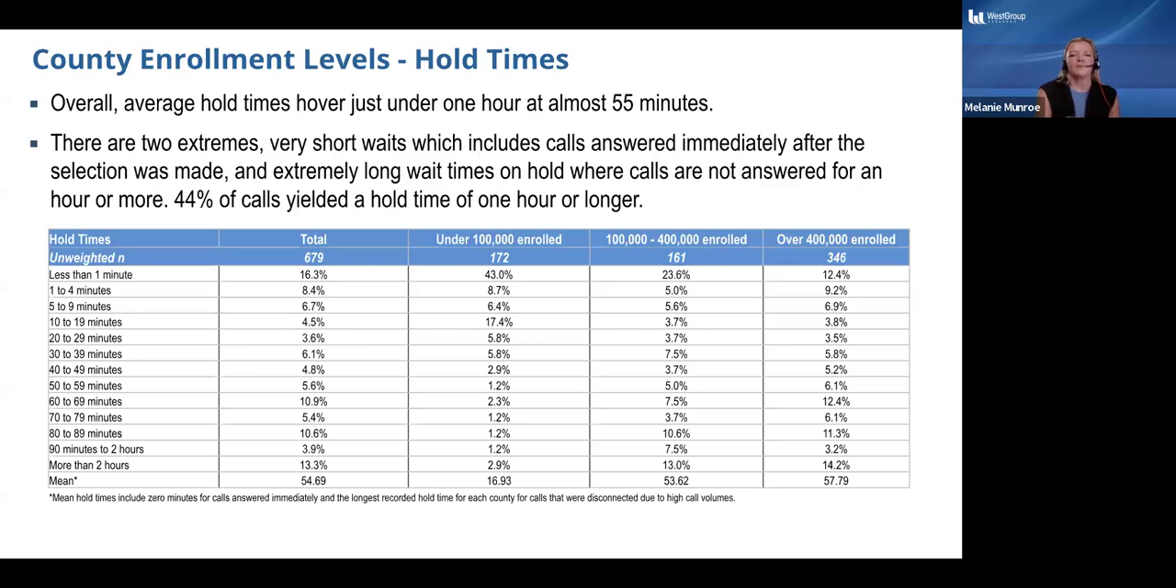For counties with low enrollment, again, a lot of these calls were answered right away, and the average hold time for those counties was only 17 minutes. But for counties with larger enrollment numbers, it was about an hour. Next slide.